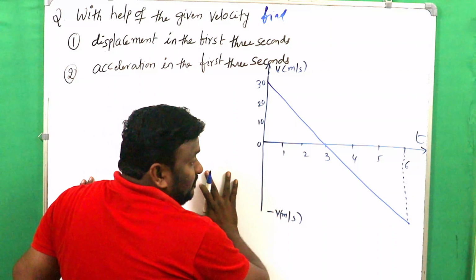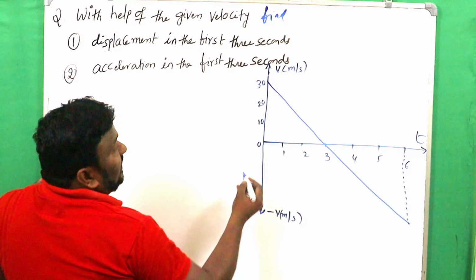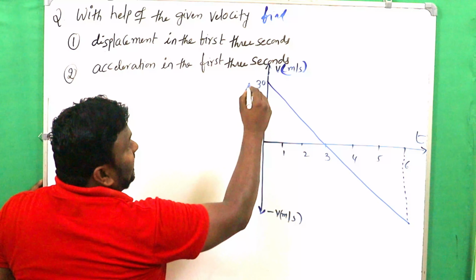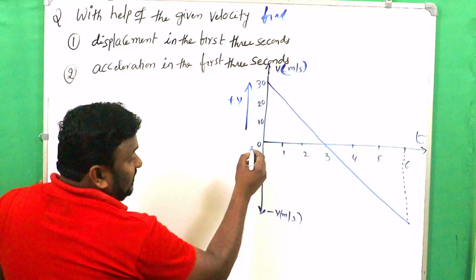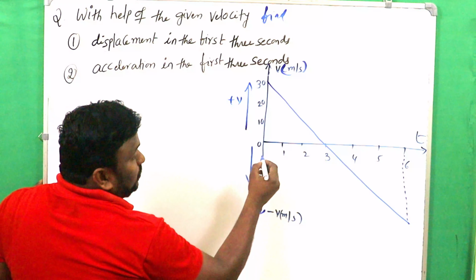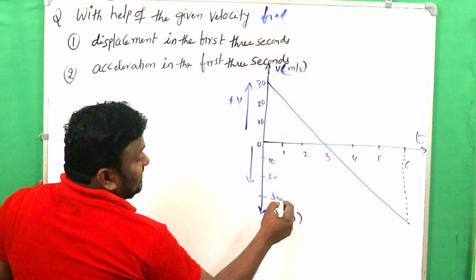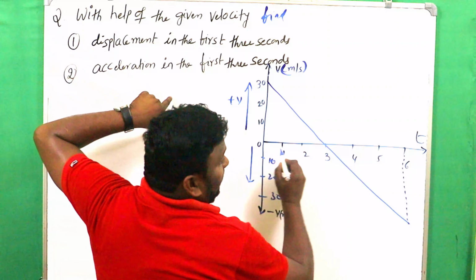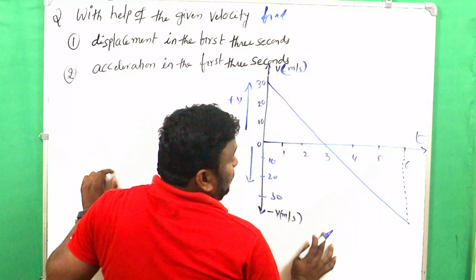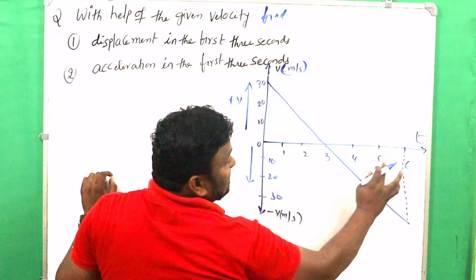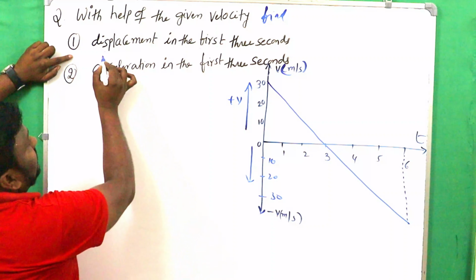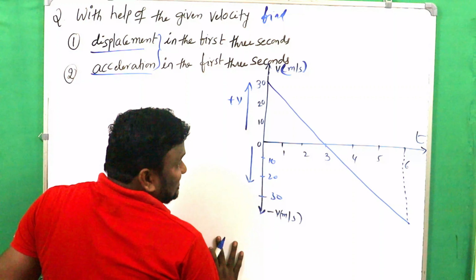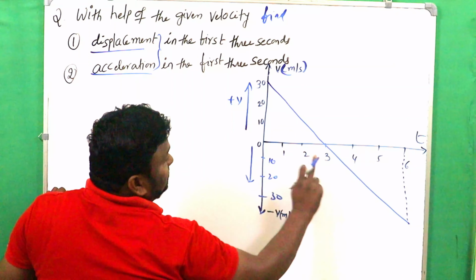So one graph is given. Along the y-axis we take velocity in meters per second. From the origin upwards, velocity is positive, and from the origin downwards, velocity is negative: -10, -20, -30, like that. Clear? Along the x-axis, the time is given as 1 second, 2 seconds, 3 seconds, 4 seconds, 5 seconds, like that. So we want to find the displacement and acceleration within the first 3 seconds. That means 0 to 3.